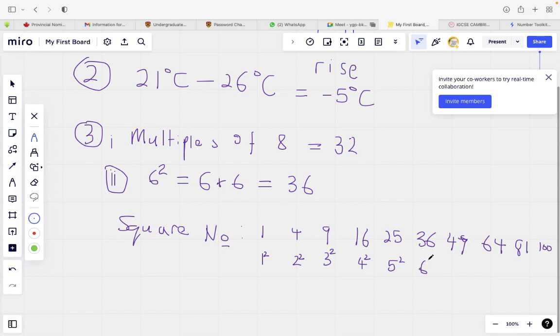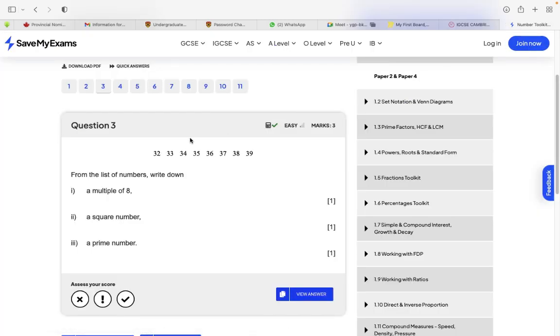Now if you take a look at the list of numbers that we have, you will see that the numbers are 32, 33, 34, 35, 36, 37, 38, 39. So the only square number there is 36. So it answers this one for us. The square number here is 36.